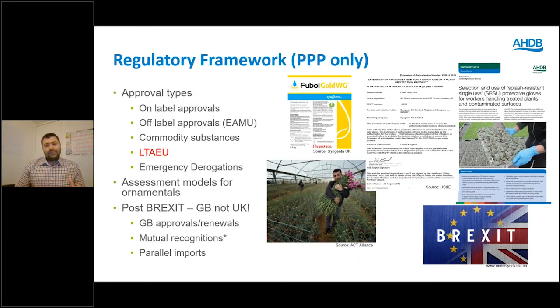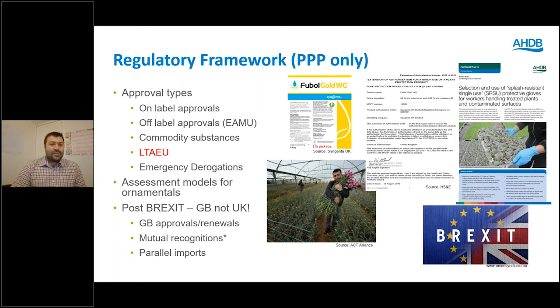In terms of regulatory framework, what I will try and do today, I will cover the 5 different approval types and some of their pros and cons. So that's on-label approvals, off-label approvals, commodity substances, long-term arrangements for extensions of use, some of you might be aware of, and also the emergency derogations, which frankly, for our industry, the cut flower industry, we haven't actually had many, if any, for the last few years.